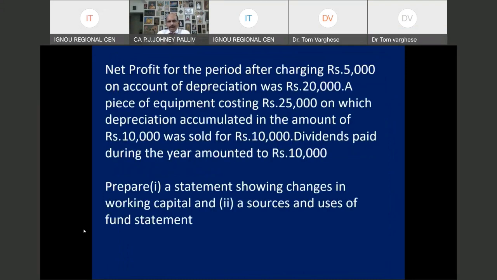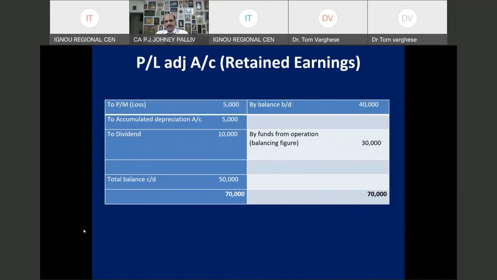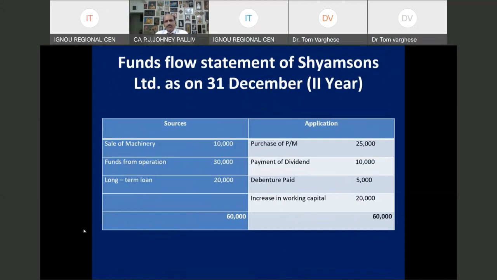Dividends. Dividend paid during the year amounted to rupees 10,000. I said dividend is a sharing of profit. It is not an expenditure. It is a share of profit which is distributed by the company to the shareholders. They said during the year they paid a dividend of rupees 10,000. What is the adjustment? You can see the dividend in the retained earnings, 10,000. That dividend is shown in the statement of funds, that is fund flow statement, payment of dividend 10,000.